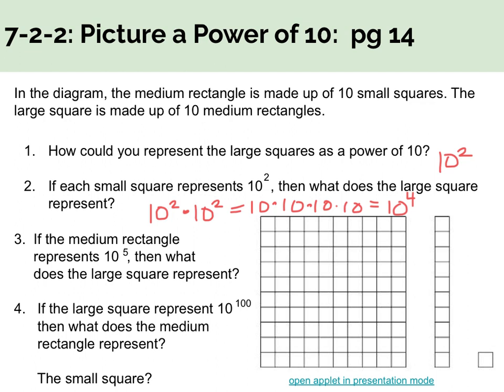If the medium rectangle represents 10 to the 5th, what does the large one represent? So let's change it just a little bit and see what happens from there. All right, so if the medium square represents 10 to the 5th, what does the larger square represent? So we know that the medium square is 10 to the 5th, and then we have 10 of those inside the larger one, so then this is going to be 10 to the 6th.